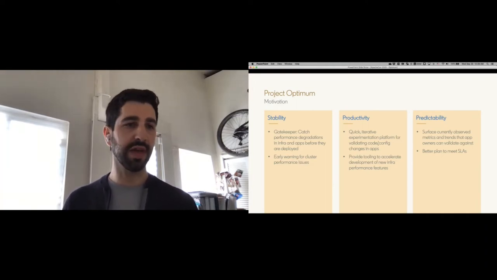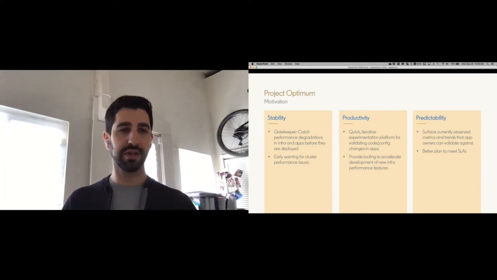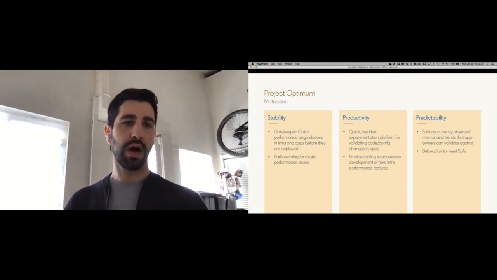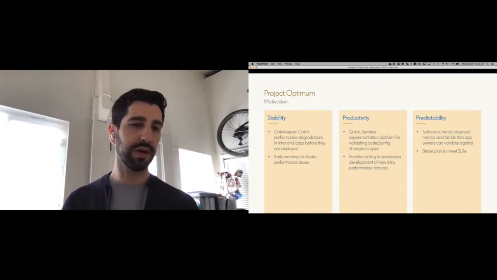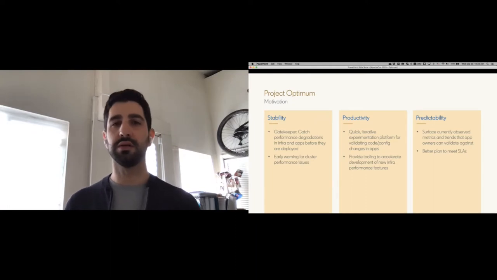We want to have a gatekeeper where we could catch performance degradation in infra and applications before they are actually deployed into production. And also, we would like to have early warning for cluster performance issues and not have to wait until a massive amount of jobs needs to run before we see problems popping up.